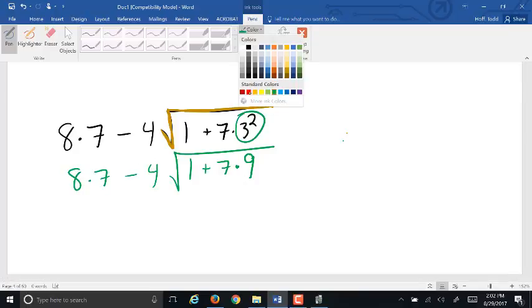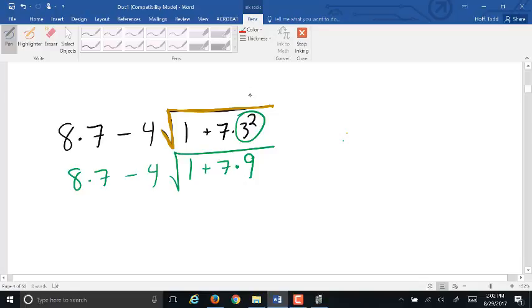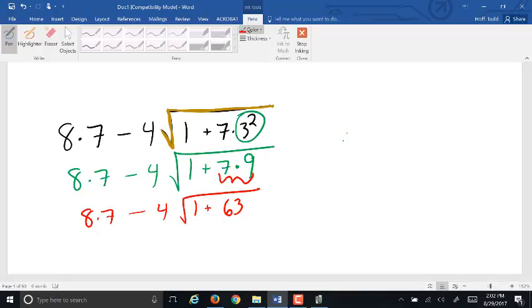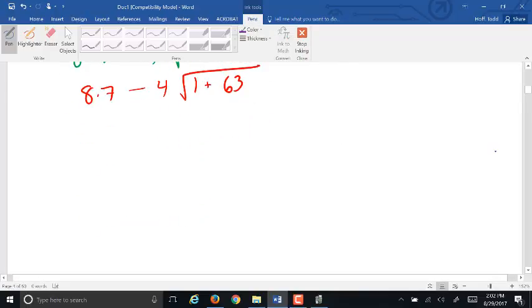Now we still have to be working inside the square root. What comes next? 7 times 9 is 63. What's next? Addition. 1 plus 63, 64.